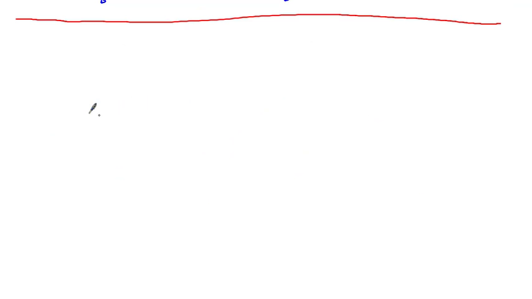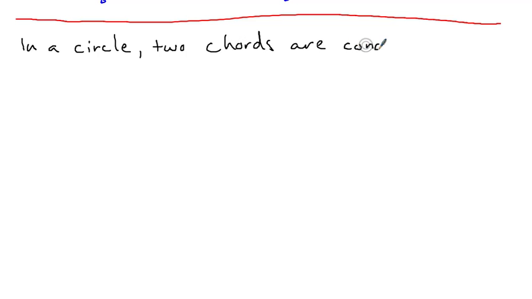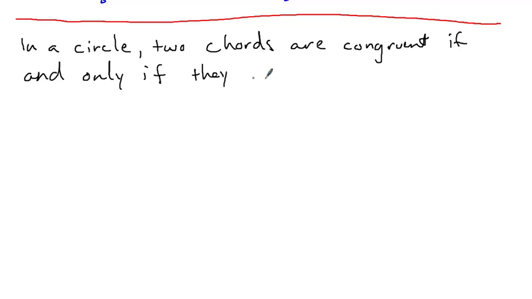Okay, our last fact is that in a circle, two chords are congruent if and only if they are equidistant from the center.